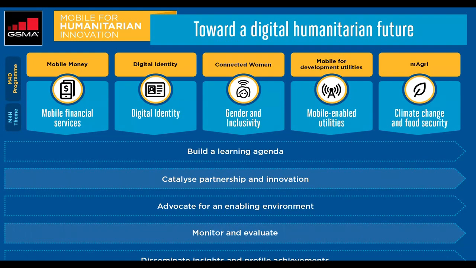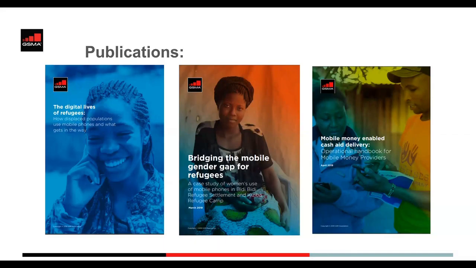The focus of today is mainly on mobile money, but we do touch on gender and inclusivity, which Zoe will go into a bit further in this presentation. And just to highlight a few areas of research that we've done so far, the digital lives of refugees looked at three locations: Bidi Bidi settlement in Uganda, Kiziba refugee camp in Rwanda, and urban refugees in Jordan, in terms of their access to mobile services and the barriers that they face.